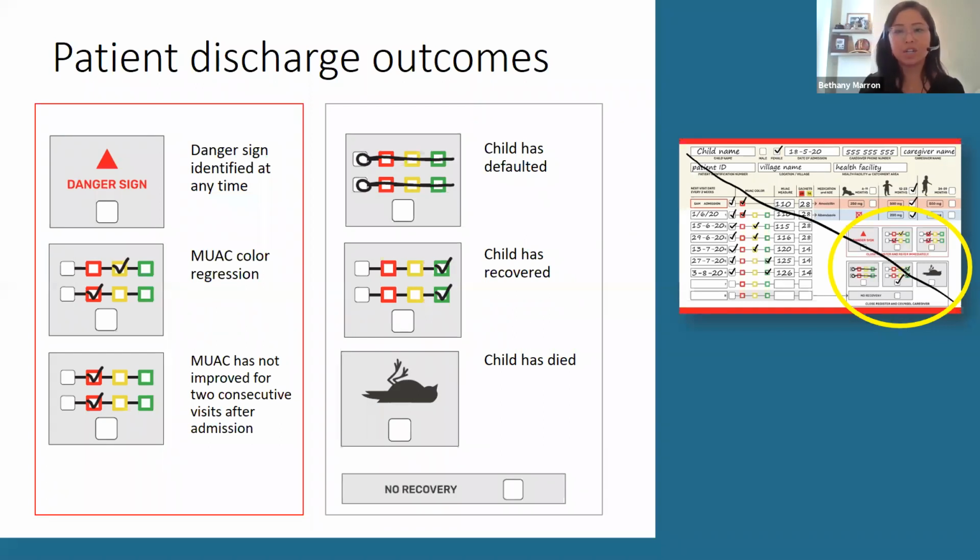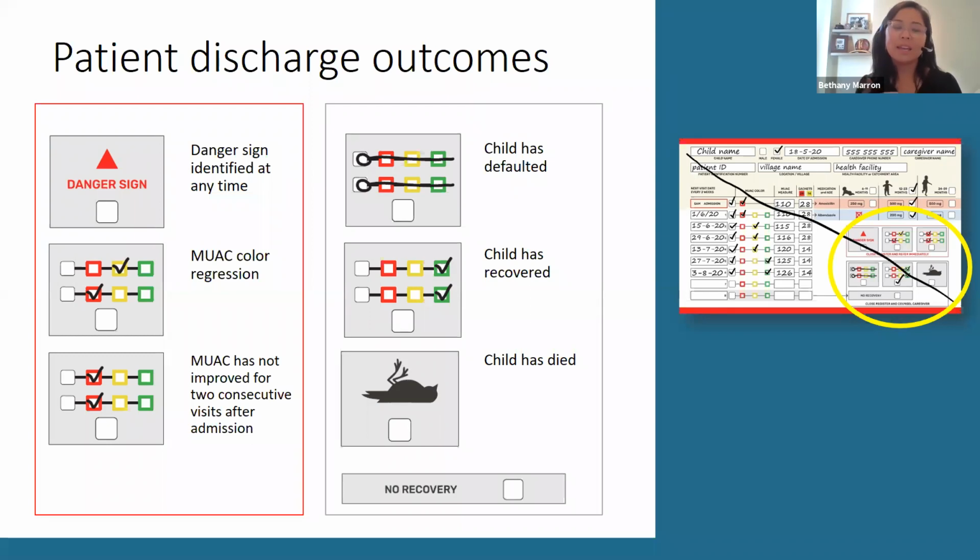And there's the discharge outcomes, which may require referral, but they are generally the typical CMAM discharge outcomes. Just as an example, if a child is enrolled in treatment and a danger sign is identified, that child is discharged from CHW-led treatment. We would ask a CHW to draw a line through the register and refer the child to the correct referral point.